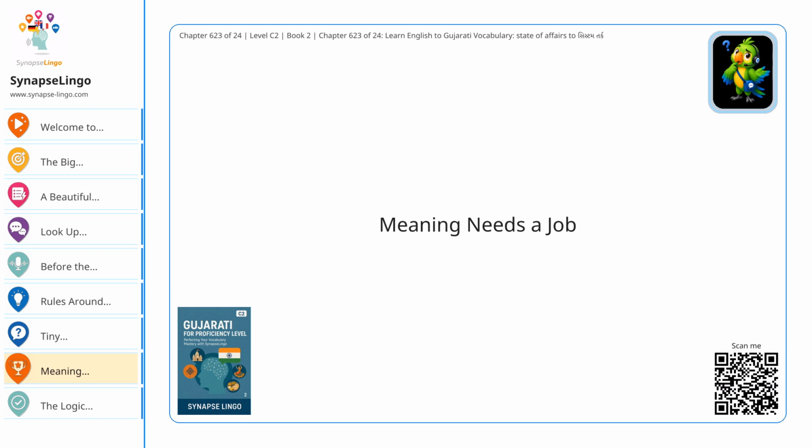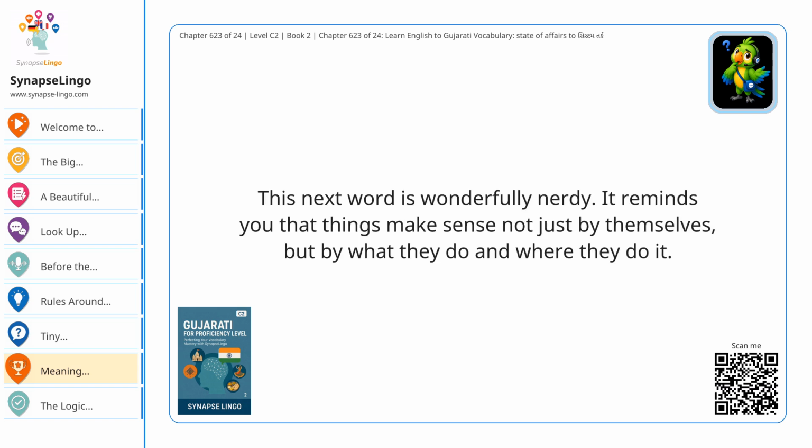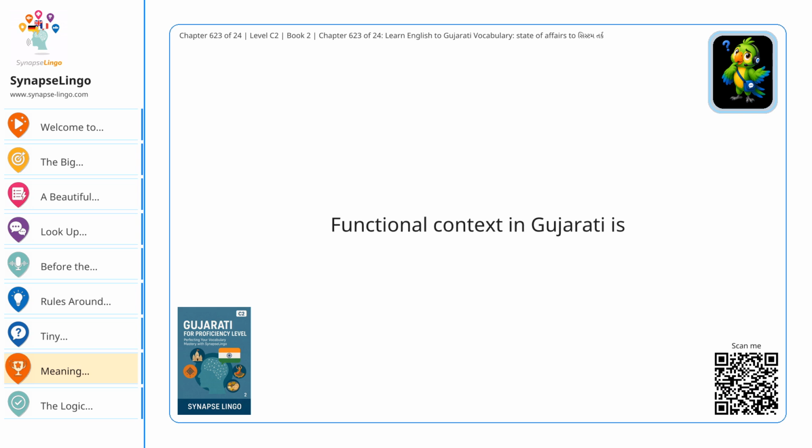Meaning needs a job. This next word is wonderfully nerdy. It reminds you that things make sense not just by themselves, but by what they do and where they do it. Functional context in Gujarati is કાર્ય સંદર્ભ. Repeat it. કાર્ય સંદર્ભ.